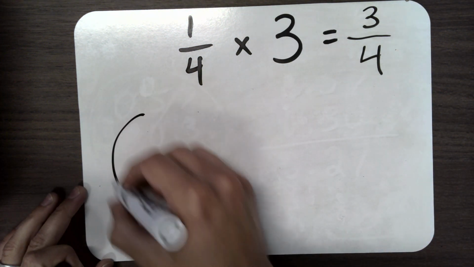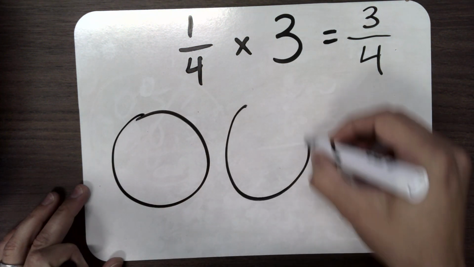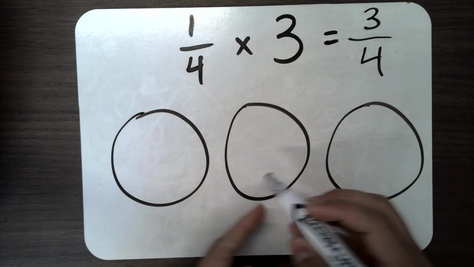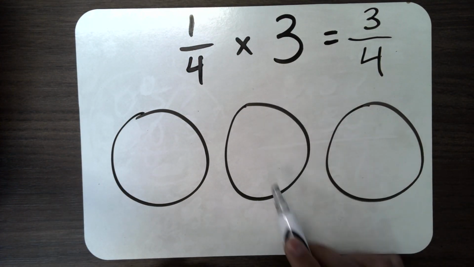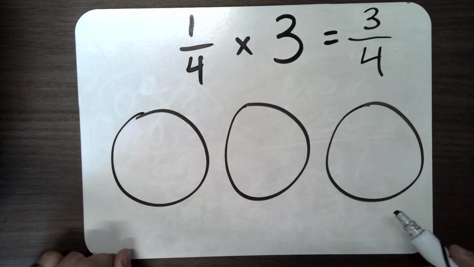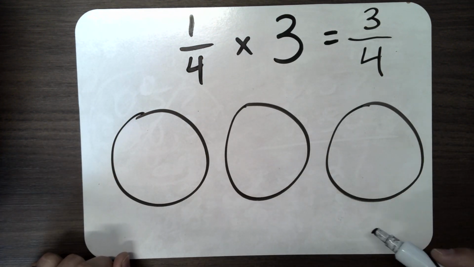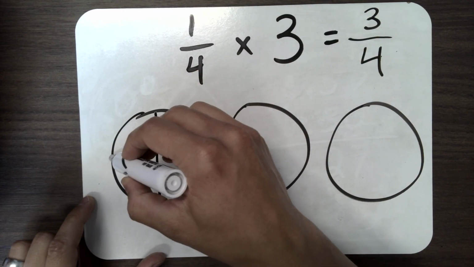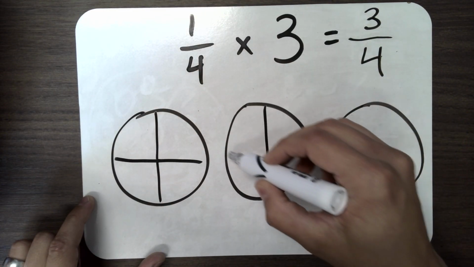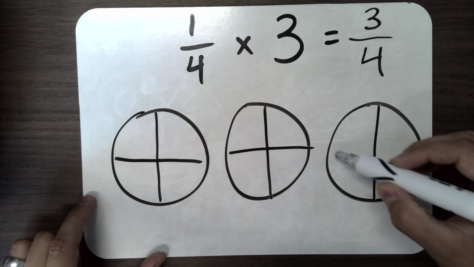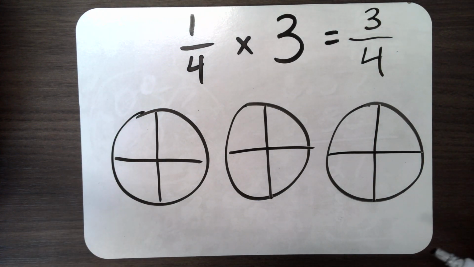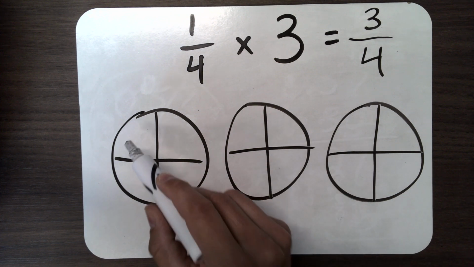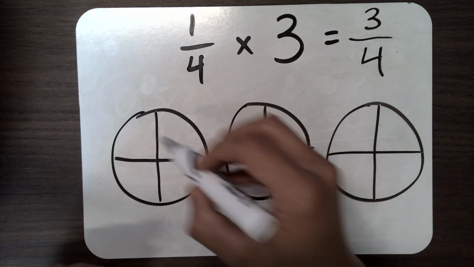Representational model. We'll just do circles again. So again, this is my group of three. I want 1/4 of this entire group. So since I'm not able to partition the entire group, I'll have to partition each object into fourths. And then if I want 1/4 of the entire group, one way I can do that is by taking 1/4 of each object in the group.